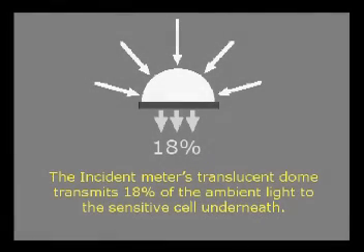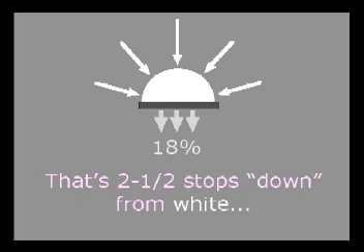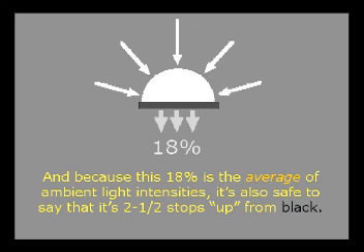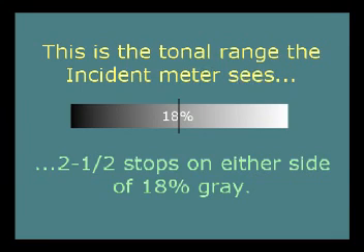The incident meter's translucent dome transmits 18% of the ambient light to the sensitive cell underneath. That's 2.5 stops down from white, and because this 18% is the average of the ambient light intensities, it's also safe to say that it's 2.5 stops up from black. In other words, the incident meter sees a total range of 5 stops from black to white, 2.5 stops on either side of 18% gray.